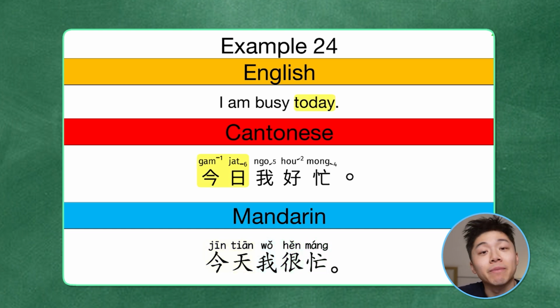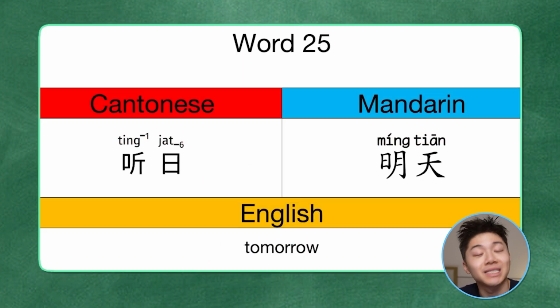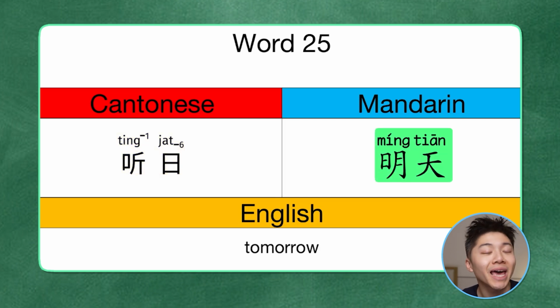Let's break this down. 今日 means today, in Mandarin 今天. 我 means I in Mandarin, 我. 好 means very, in Mandarin 很, and 忙 means busy, in Mandarin 忙. 今日我好忙, 今天我很忙. Next is tomorrow. In Cantonese we use 聽日. In Mandarin we use 明天.